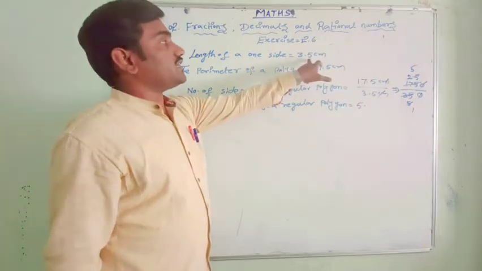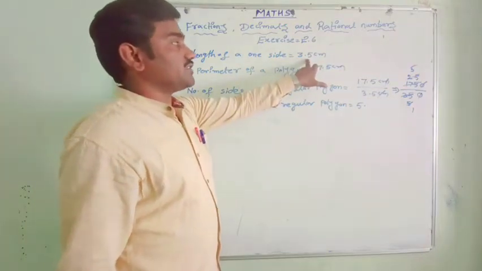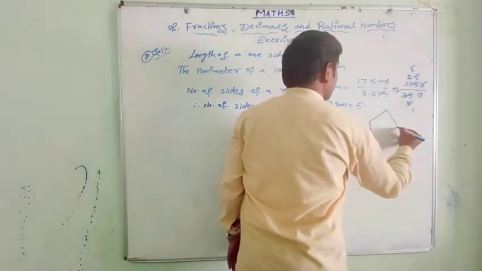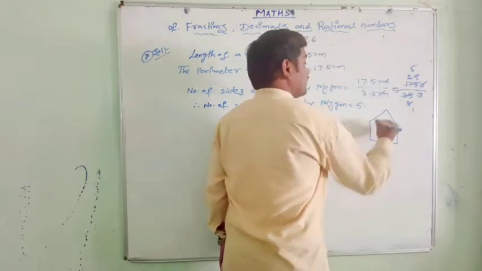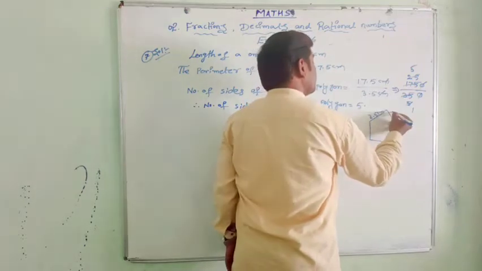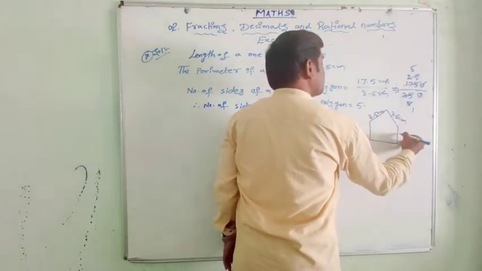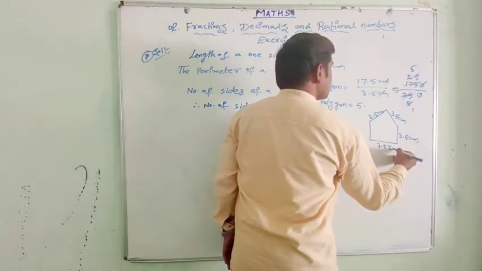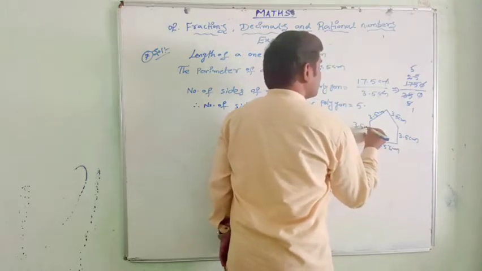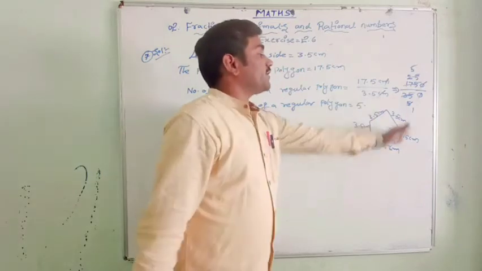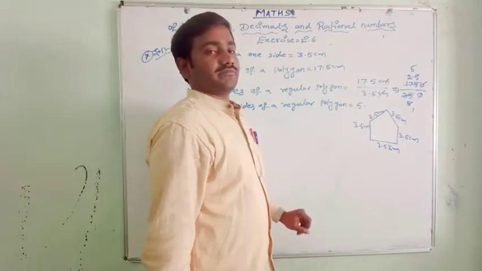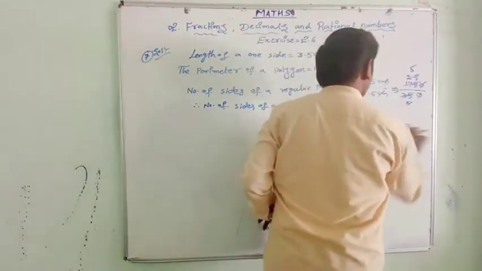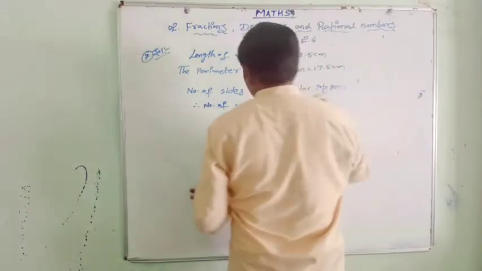If each side is 3.5 centimeter, see the regular polygon, it is a pentagon. 3.5 centimeter, 3.5 centimeter, 3.5 centimeter, 3.5 centimeter and 3.5 centimeter. The complete perimeter is 17.5 centimeters. So how many sides does it have now? 5 sides. So it is called a regular polygon.